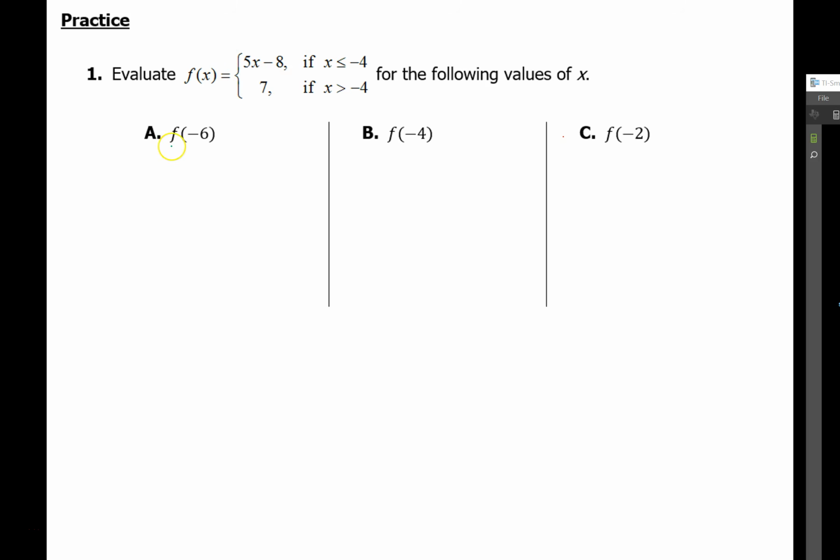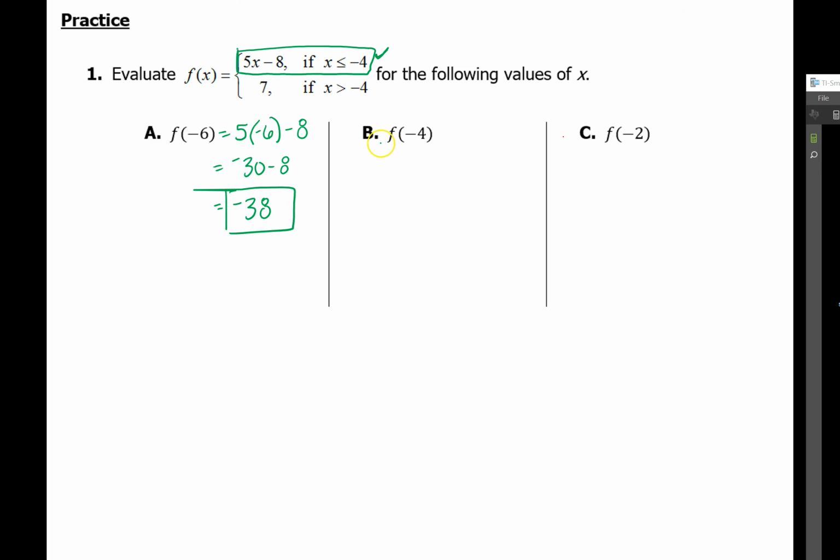I'm going to first input f of -6. So -6 is my input value. I need to decide which domain this input value goes in. Is -6 less than or equal to -4, or is it greater than -4? Because it's less than -4, I'm going to use this one here because it satisfies this criteria for the domain. So we're going to take that -6 and plug it into the equation. I'm going to do 5 times -6 minus 8. That is -30 minus 8, which means it evaluates to be -38.